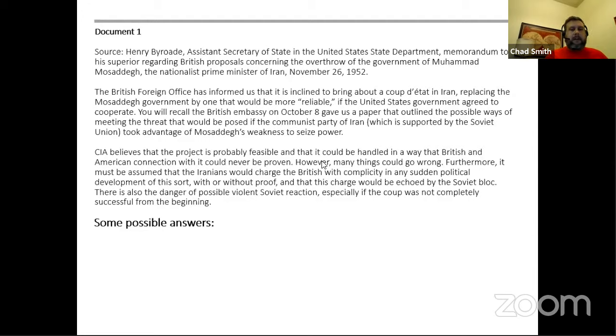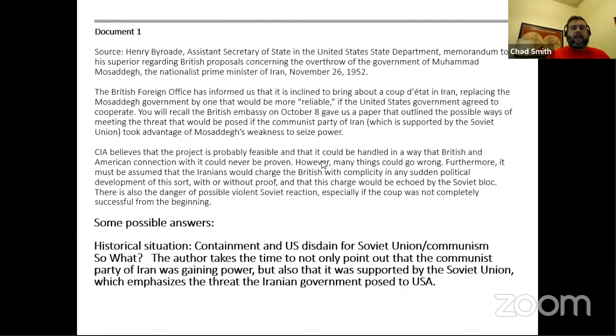It's a memorandum written by the Assistant Secretary of State in the United States of America about attempting or supporting an overthrow, a coup d'etat, of the government in Iran. One possible way to analyze this source is to look at the historical situation. The historical situation is that this source takes place during an American policy called containment. Containment is the American policy of stopping the spread of communism at all costs. And it also takes place in the US disdain for Soviet Union and communism.